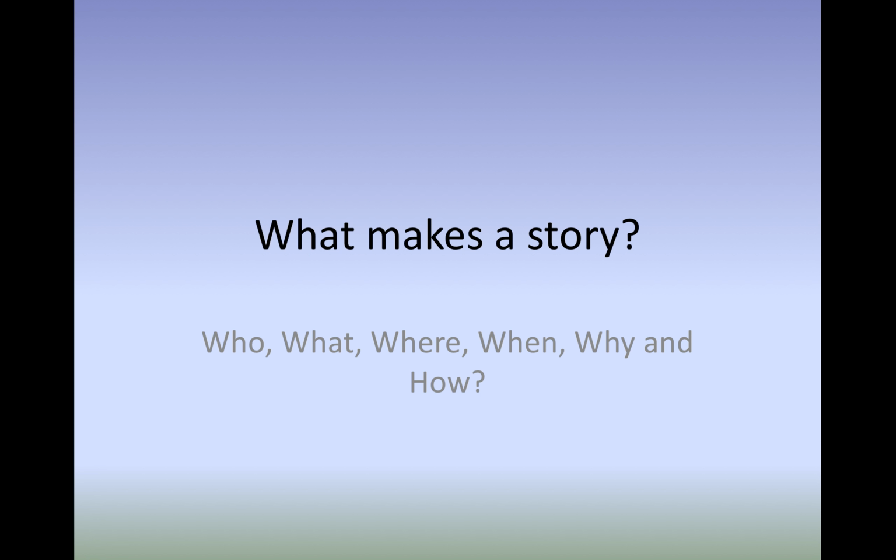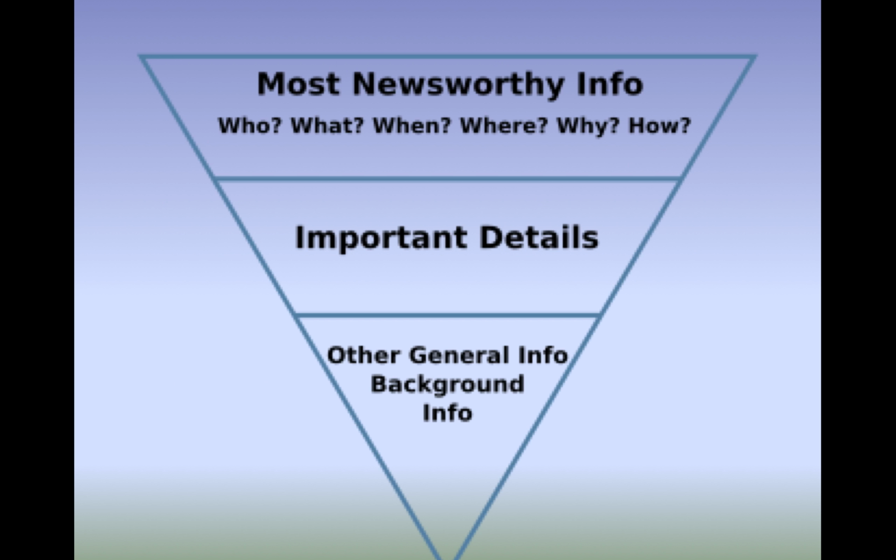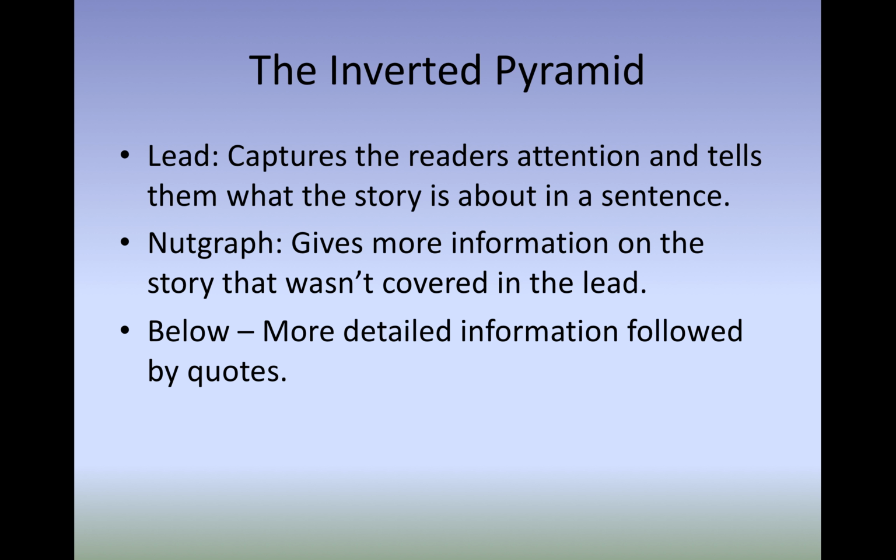So, who, what, when, where, why, and how are the basic questions you have to answer when doing a story, especially a lead. So this is the inverted pyramid. Let me go back. These are the vocabulary you'll need to know. The lead is the first sentence. It captures the reader's attention and tells them what the story is about in a sentence.